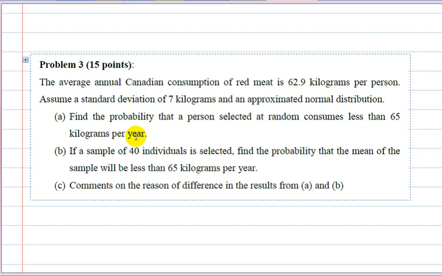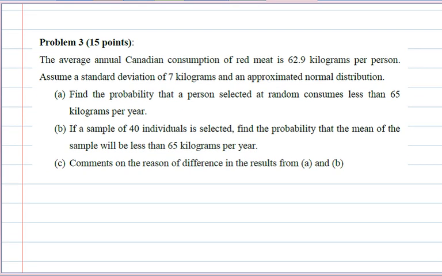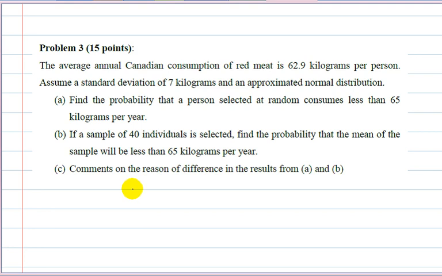Third question. Average annual Canadian consumption of red meat is almost 63 kilograms per person. It's quite a bit of red meat. Assume a standard deviation of 7 kilograms and an approximately normal distribution. Find the probability that a person selected at random consumes less than 60 kilograms. Then if a sample of 40 individuals is selected, find the probability that the mean of the sample will be less than 65 kilograms per year.